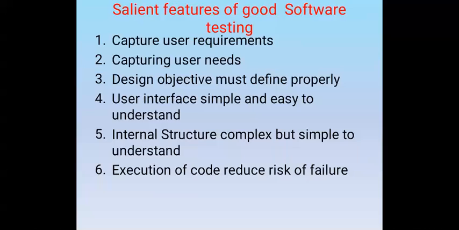Next feature is execution of code reduces the risk of failure. Testing is the execution of a work product to ensure that it works as intended by a customer or a user and is protected from any problem, misuse or risk of failure. That means execution can only prove that the application module and the program work correctly as defined in the requirements and which are interpreted in our design. So these are some features which are required for good software testing.